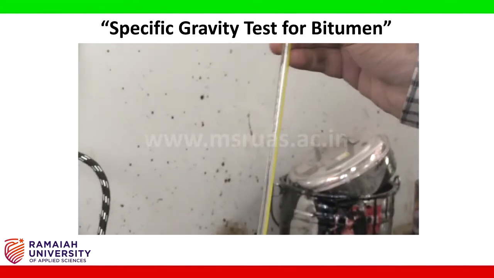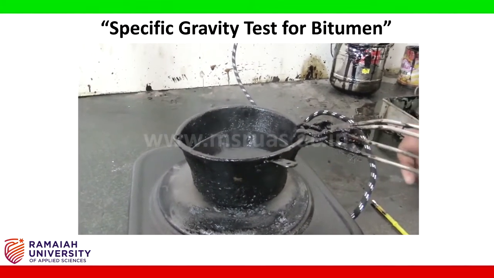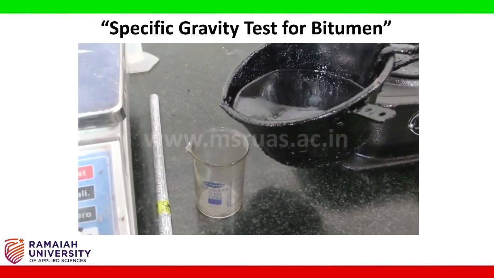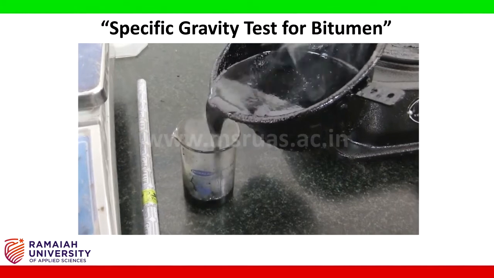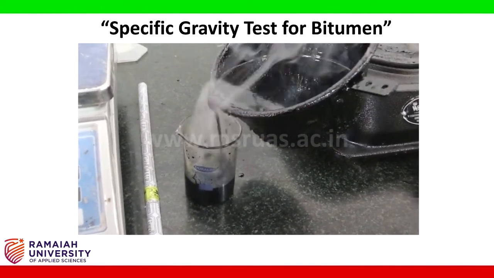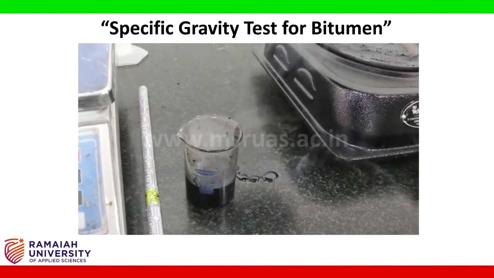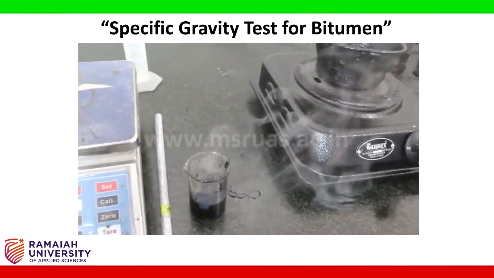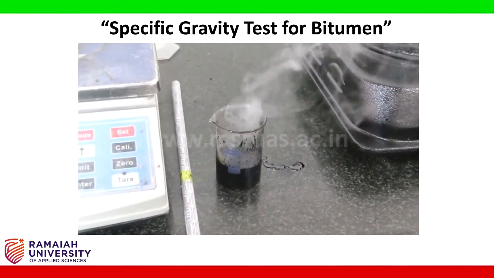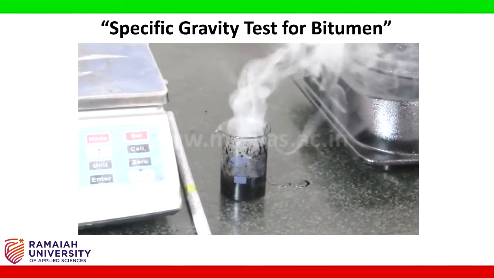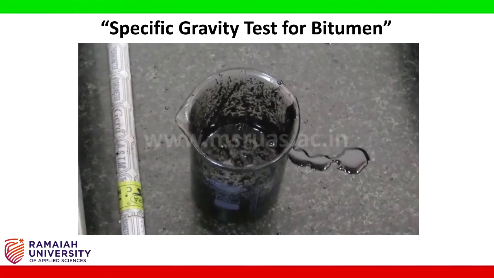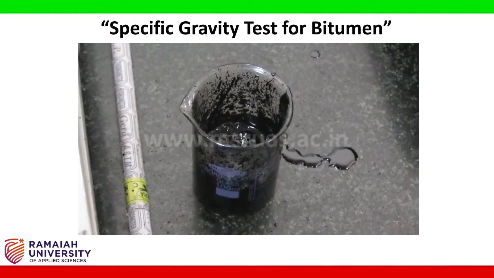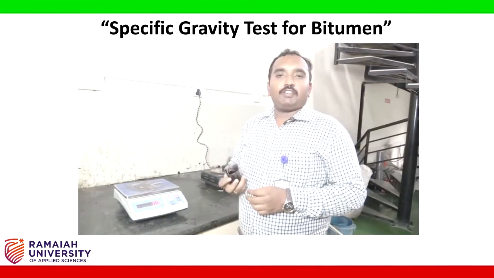Make sure that your bitumen has attained the pouring temperature, then you are going to transfer bitumen into half of your beaker. So approximately half of your beaker has bitumen now. After filling half of your beaker with bitumen, keep it in air cooling for half an hour. Let's continue with specific gravity.